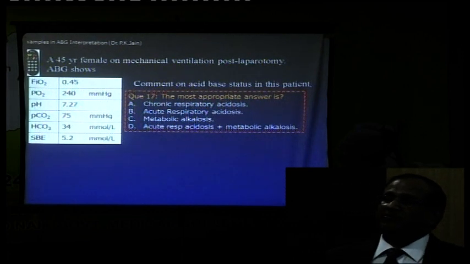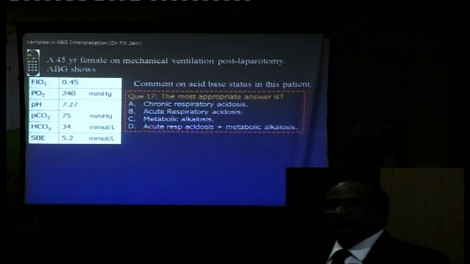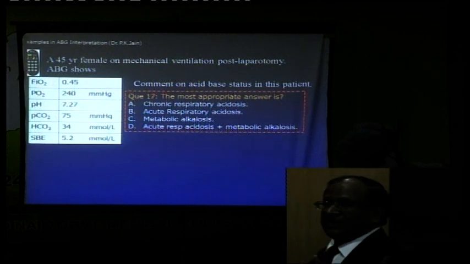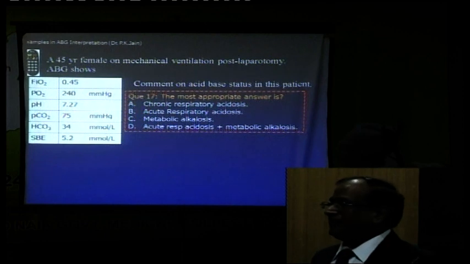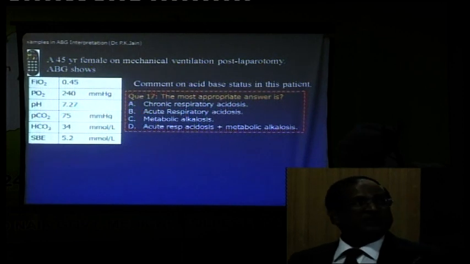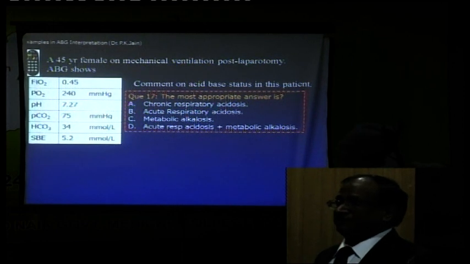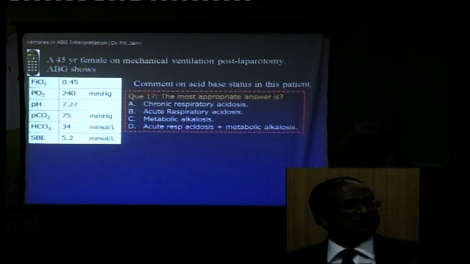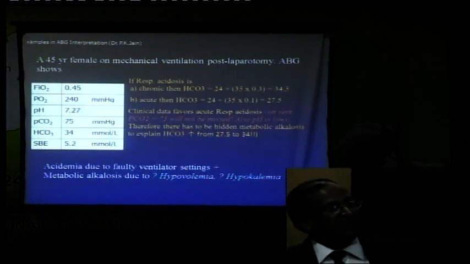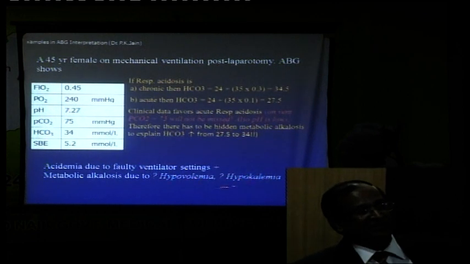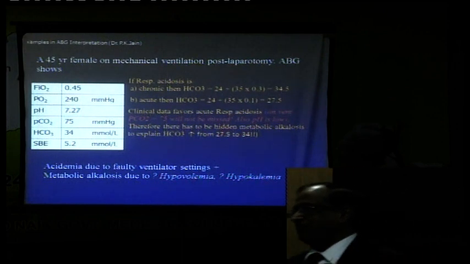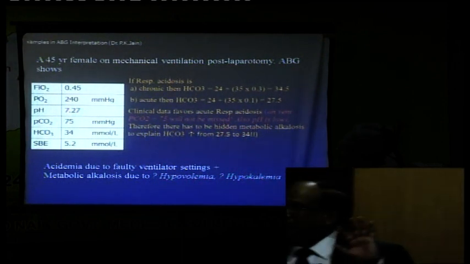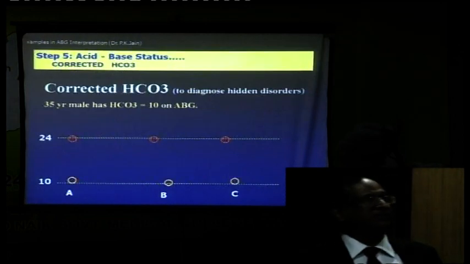So there has to be metabolic alkalosis. What is causing the metabolic alkalosis? Hypovolemia. Is it uncommon post-laparotomy? No. Hypokalemia. Is it uncommon post-laparotomy? No. Continuous nasogastric tube aspirate post-laparotomy, that can also cause metabolic alkalosis. So this patient actually has metabolic alkalosis due to hypovolemia, hypokalemia plus an acute respiratory acidosis. That's how you always take the history into consideration before making a diagnosis.